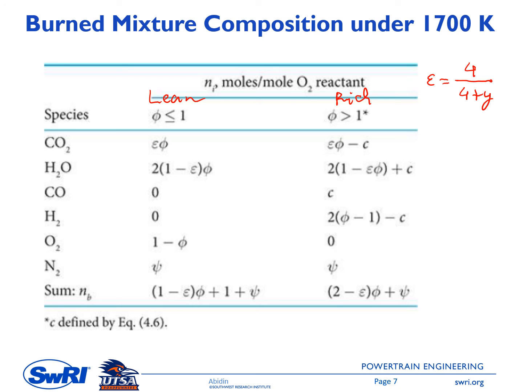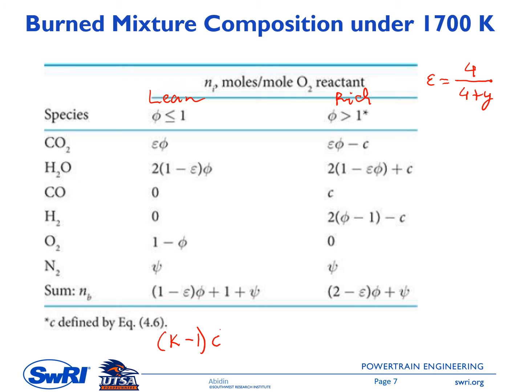And c, do we have an equation for c here? This is from equation 4.6. We don't have it here. Let me take a look in the book. What is c? Okay, one moment. Okay, c here is obtained from this correlation. It is K minus 1, where K is the equilibrium constant. We can use 3.5 here.